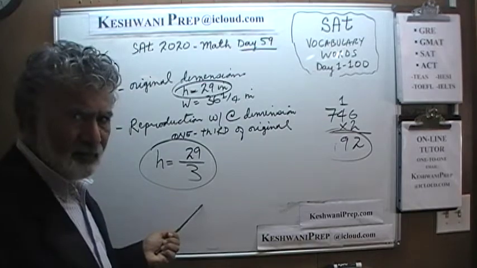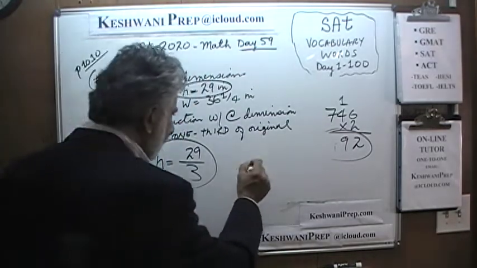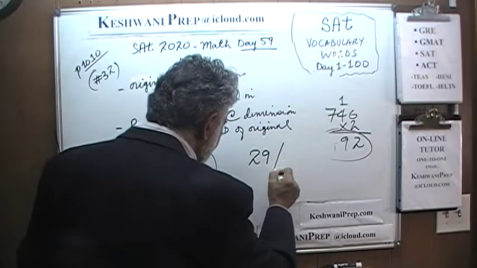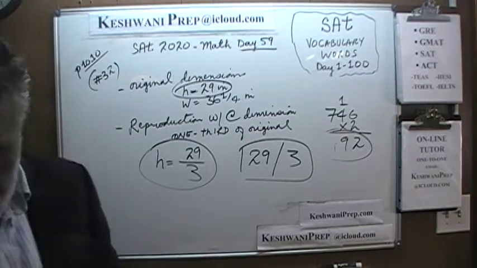Don't try to convert this into decimal. Don't try to convert this into compound number. Don't do anything. Just grid in. It's a grid in problem. Just grid in like this, 29/3. And that is all we have to do. That is all that you need to do here.